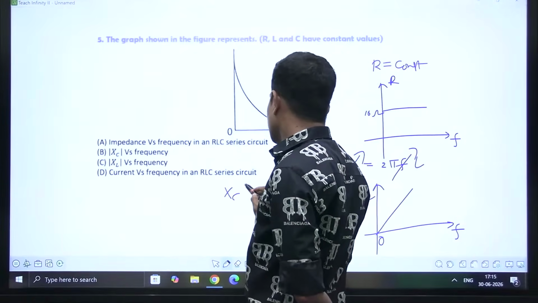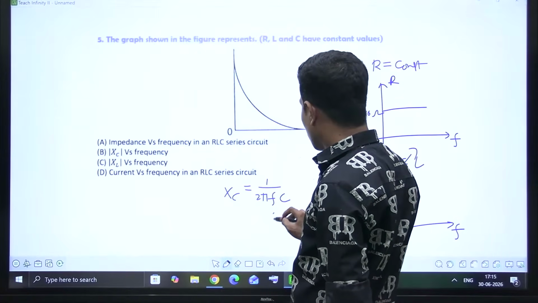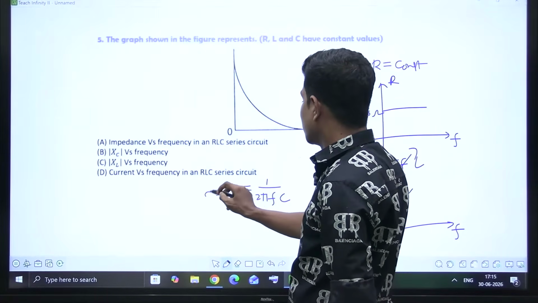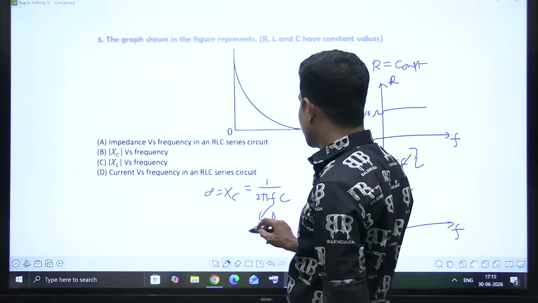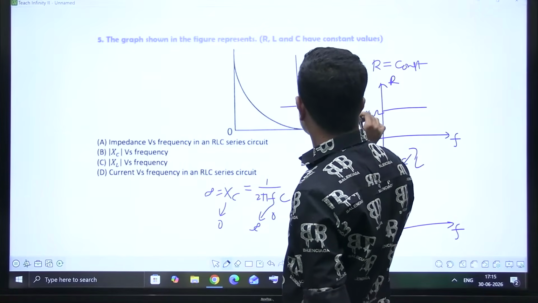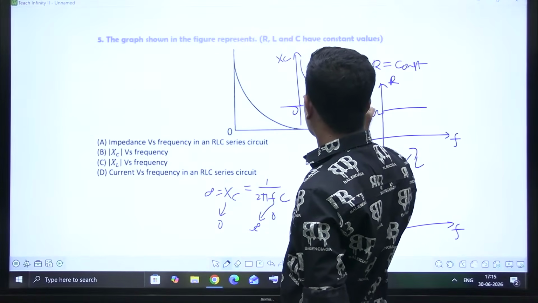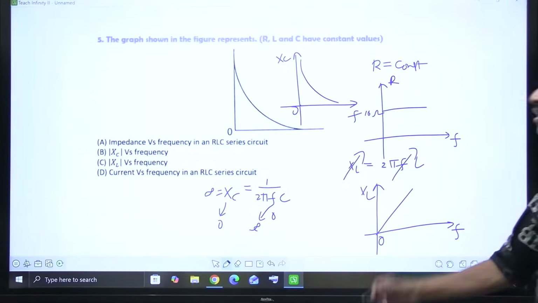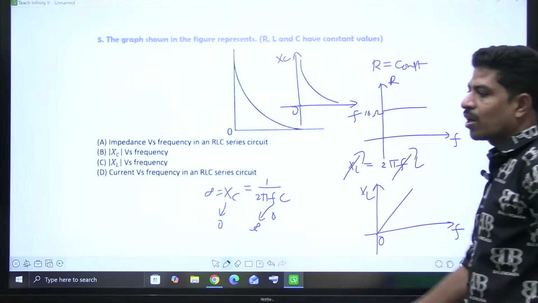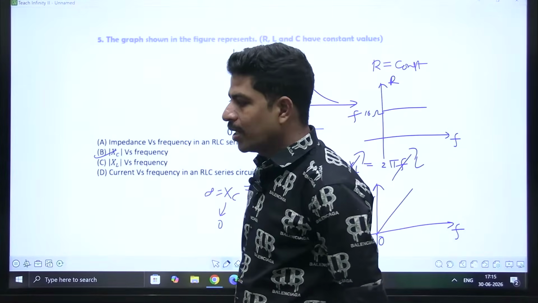Now, XC is 1 by 2 pi FC. If F is equal to 0, then XC is infinity. If F tends towards infinity, XC tends towards 0, right? This is F and this is XC. From there onwards, it keeps on decreasing. It is XC versus frequency. The option is B. Right? Good.